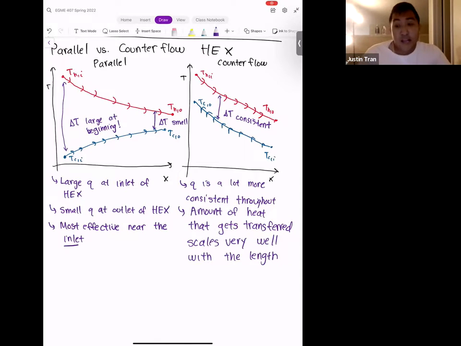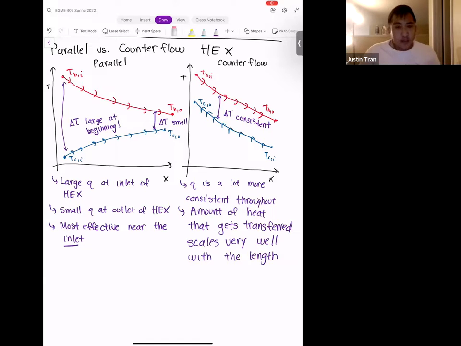Excuse me. And so for a counterflow heat exchanger, if you make it twice as long, you're going to be twice as effective. You're going to transfer twice as much heat. You don't have that same notion for the parallel flow, because if you make the parallel flow heat exchanger twice as long, you get diminishing returns, because the delta T is going to be smaller the longer you make it. You still do get more overall heat transfer for the parallel flow. It's just not going to be as efficient as the counterflow.